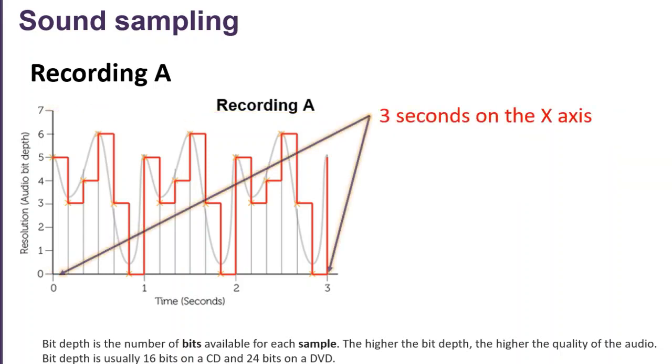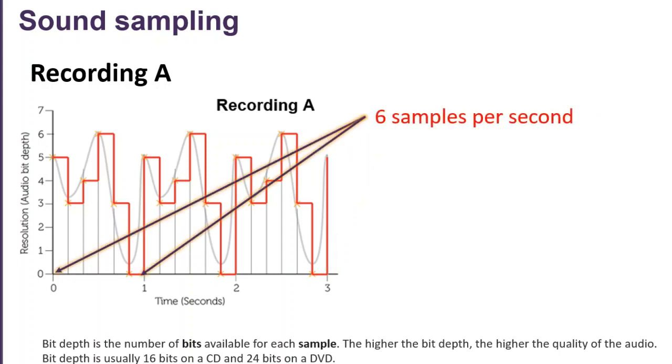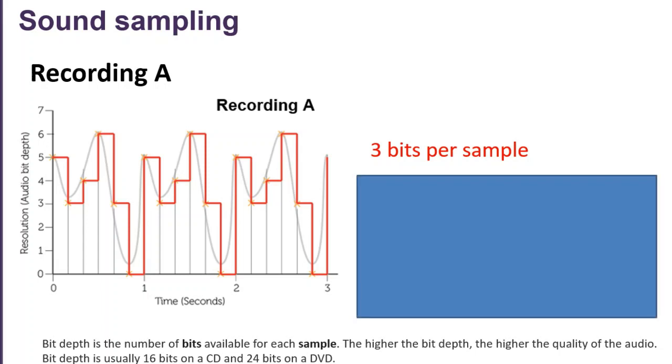Now on the bottom we've got the 3 seconds on the x-axis, the time in seconds. We've got 3 seconds here. Okay. And in each second we have 6 samples of the sound. Now we can work out that we need 3 bits per sample.